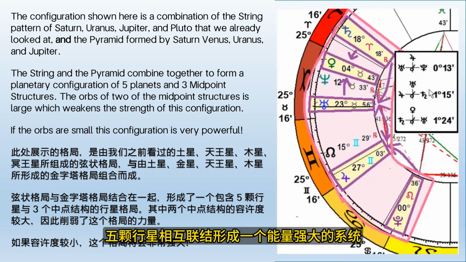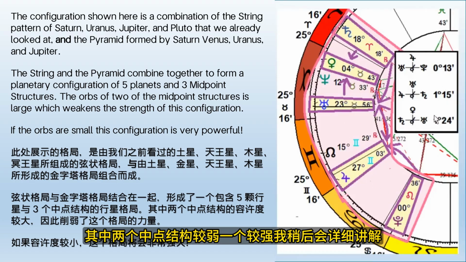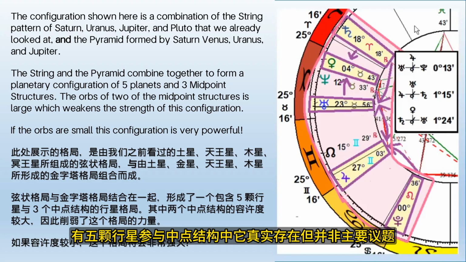So here are 5 planets tied together. This becomes a powerful system. Now, 2 of the midpoint structures are weak and 1 is strong. I'll talk about exactly how you interpret this later. So, given the fact that 2 of them are weak, it's not going to be that powerful. What's going to happen is it's going to have a pervasive effect because there are 5 planets involved in midpoints. It's there, but it does not become a dominant theme.